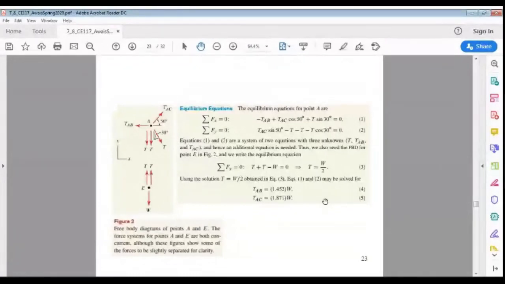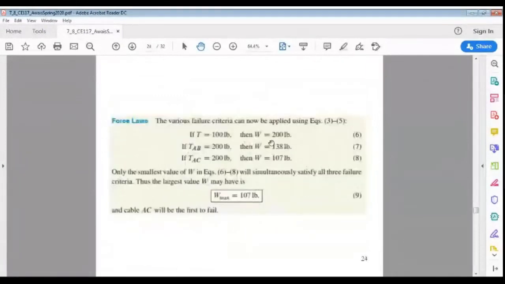Now I can say that if the cable fails, so if T is equal to its maximum strength, what is the value of W? Then I will say if TAB equals its maximum load, what will be the value of W? And if TAC reaches its maximum load value, what will be the value of W? So put T equals the maximum strength and find out W. W comes out to be 200 pounds.